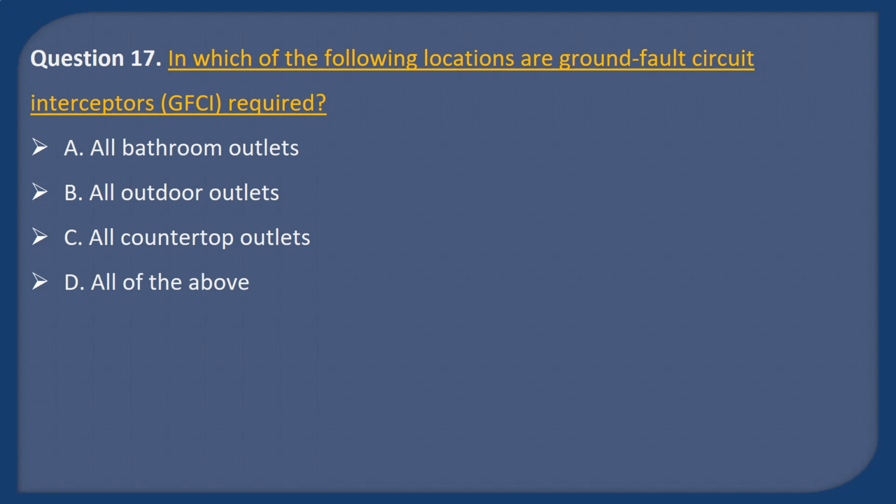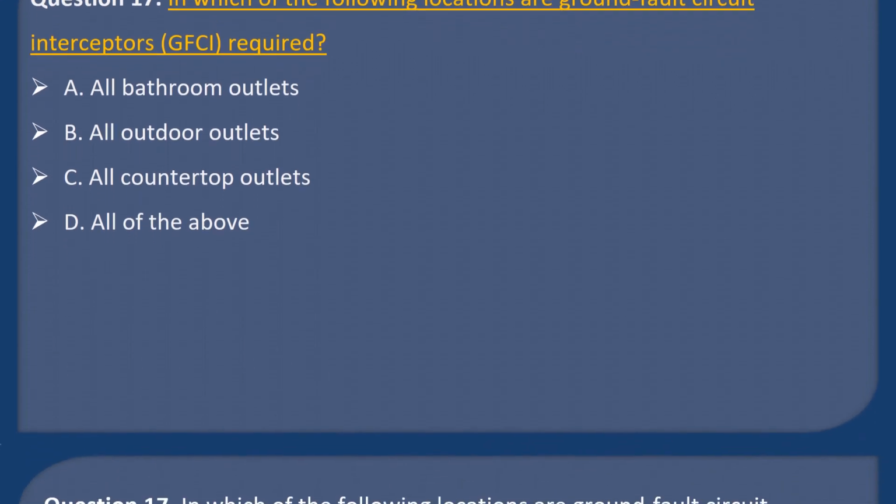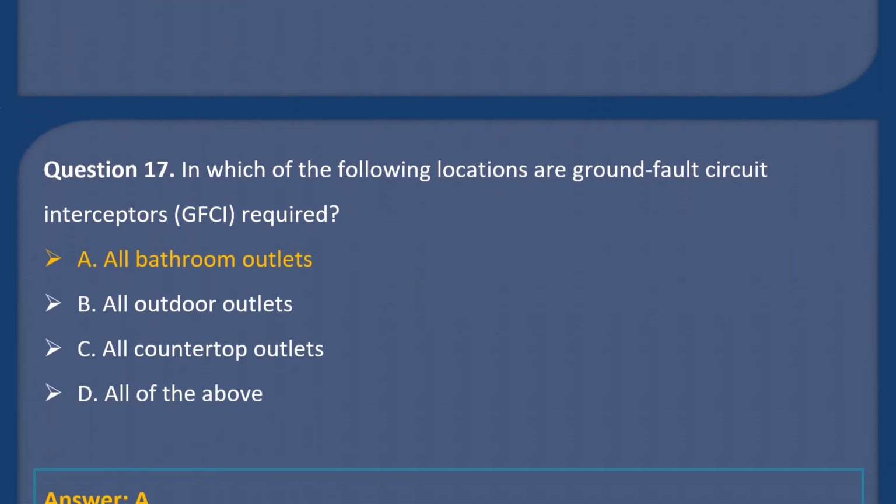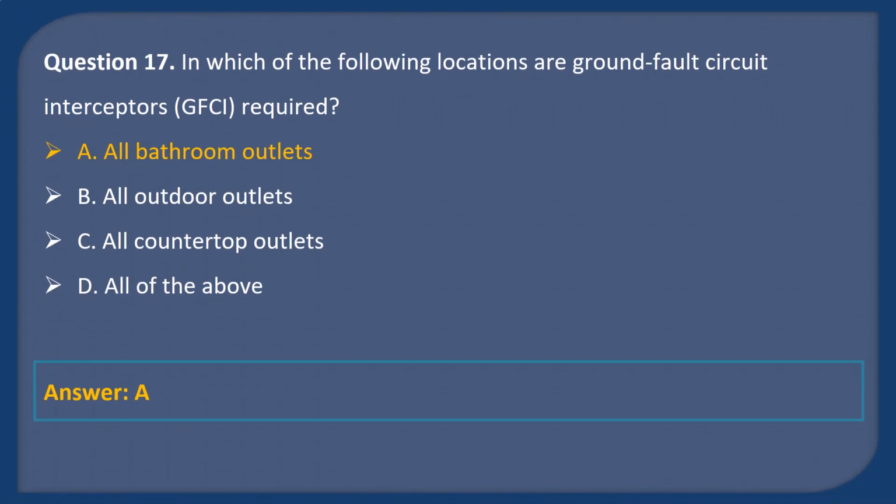Question 17. In which of the following locations are ground fault circuit interrupters, GFCI, required? A. All bathroom outlets. B. All outdoor outlets. C. All countertop outlets. D. All of the above. Answer A.